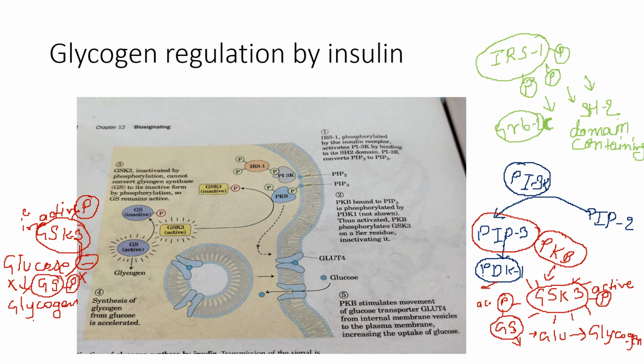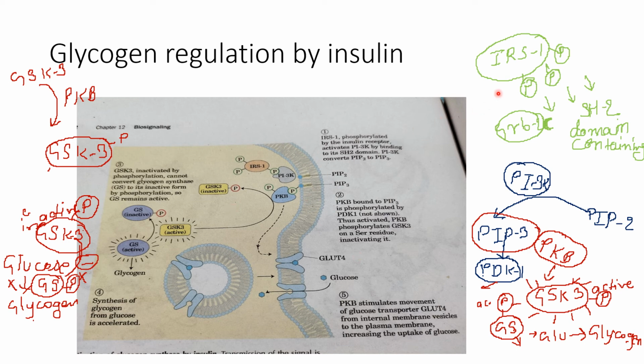This is the normal action. In the normal condition, GSK3 is active. It is phosphorylated with the help of protein kinase B. Protein kinase B is active with the help of phosphatidylinositol 3, which binds with protein kinase B and activates it, and that activates all the further actions. So in that way, insulin also regulates glycogen synthesis.